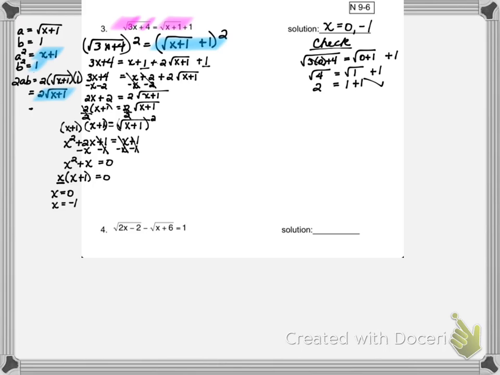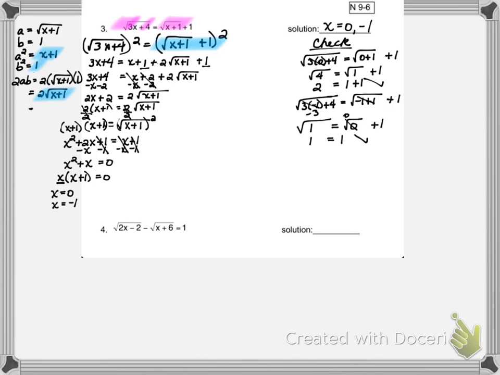Now we're going to check negative 1. So we substitute negative 1 in for x. So we have 3 times negative 1 plus 4. Again, we're putting this back in the original problem. Equals square root of negative 1 plus 1. And then plus 1 out from under the radical. 3 times negative 1 is negative 3, so that leaves me with the square root of 1. That leaves me with the square root of 0 plus 1. Well, the square root of 1 is 1. The square root of 0 is 0, so 1 equals 1, and that's going to give me a good answer.